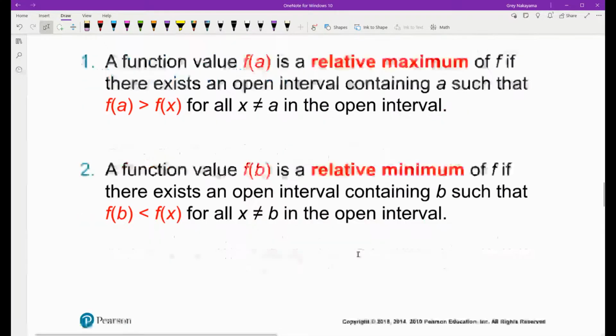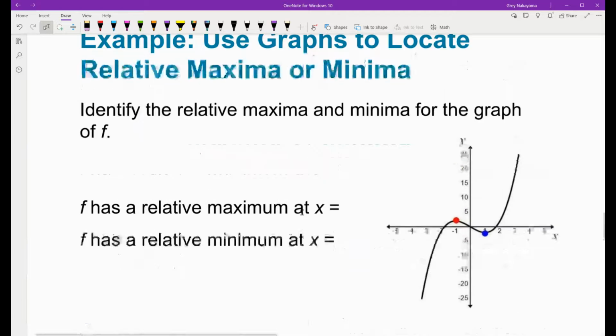Look at this, our graph. So we're looking for, as I kind of mentioned to you before, the peaks and the valleys. So a relative maximum is going to be that relative highest point.